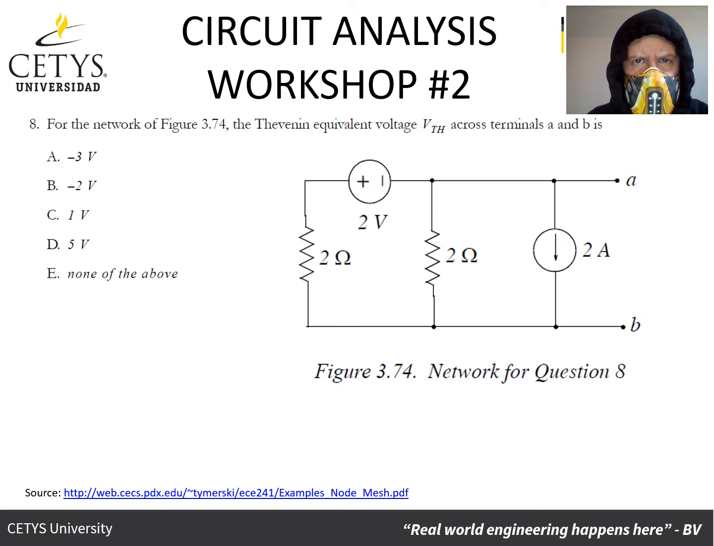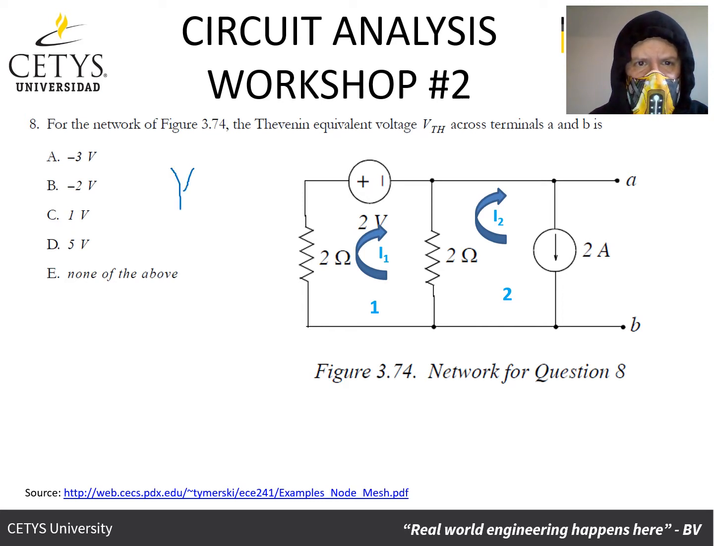For this circuit, we will find the Thevenin equivalent voltage across terminals A and B. For this, we will first establish the meshes in the circuit. Mesh 1 will have a current I1 going through it, which will be established as going clockwise. Mesh 2 will have a current I2 going through it, which we will also establish as going clockwise.